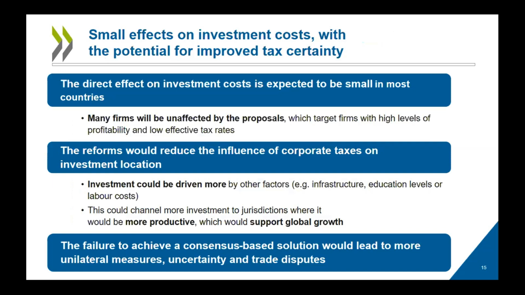Many firms, of course, would be unaffected by the proposal. So if you're not generating at the group level high levels of profit, then you will not be affected by Pillar 1. And if you are not engaging in some degree of profit shifting activity or achieving low rates of effective taxation, you will not be affected by Pillar 2. So not all firms will be affected. And the reforms would likely reduce the influence of corporate taxes on the investment location decisions that firms make. Of course, a whole range of considerations that firms take into account, of which tax is one. But if you reduce the differentials in tax rates, that will reduce the significance of tax as one of the more significant of those considerations. And of course, as we said, failure to reach consensus has its own significant implications.